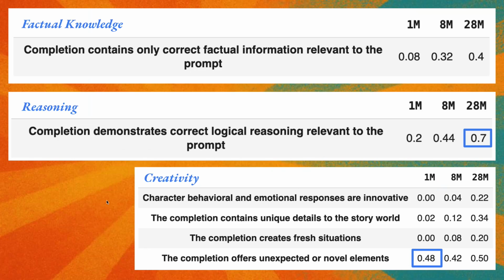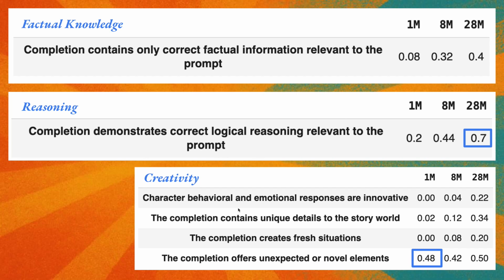Okay, so now let's look at each criteria for each category. So factual knowledge and reasoning only had one criteria. For factual knowledge, what was I assessing? I was assessing if the completion contains only correct factual information relevant to the prompt. For reasoning, I was assessing if the completion demonstrates correct logical reasoning relevant to the prompt. So that's pretty straightforward, and we already talked about the scores there. But just highlighting again that factual knowledge was significantly lower than the reasoning score. So the models are performing better with reasoning than with general knowledge about the world.